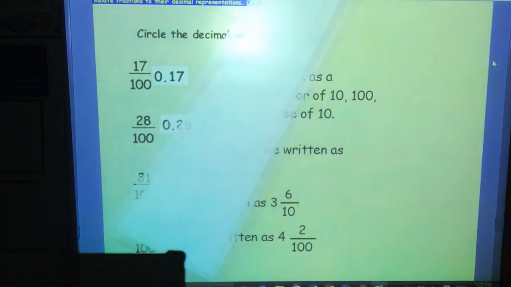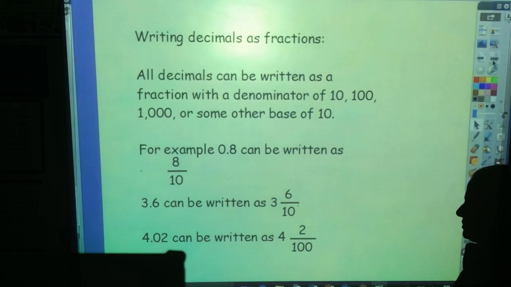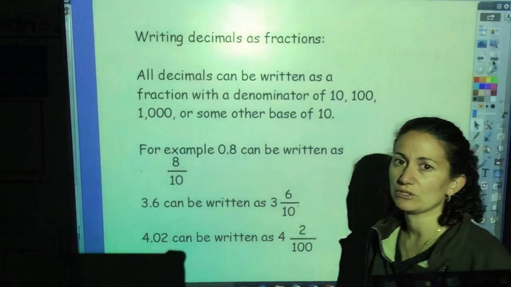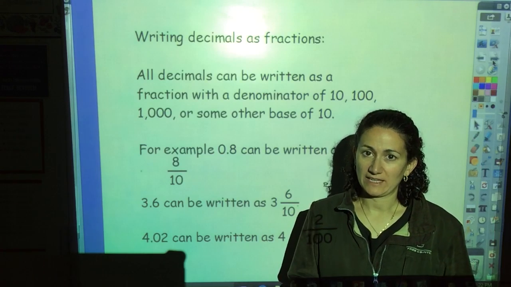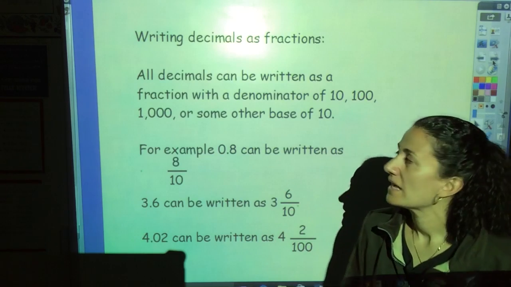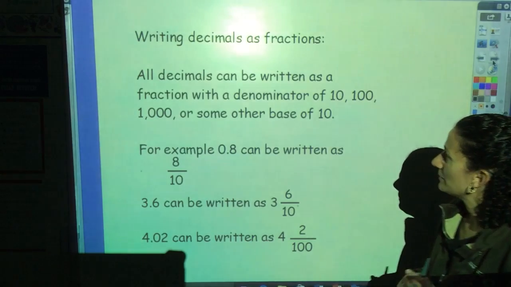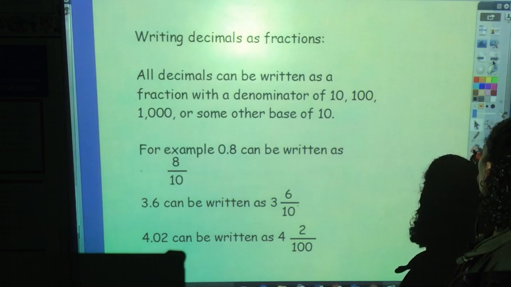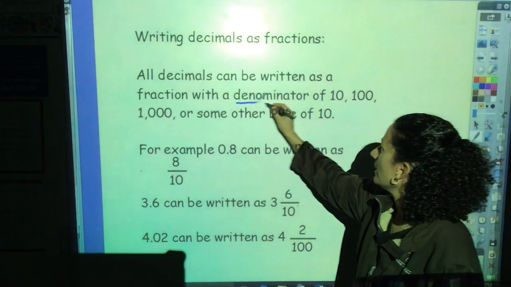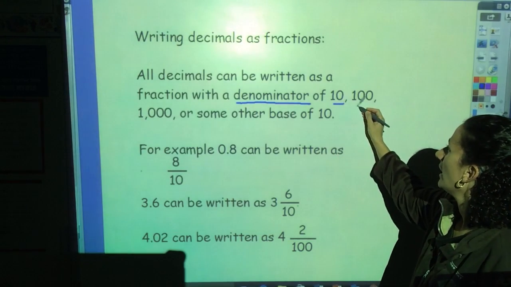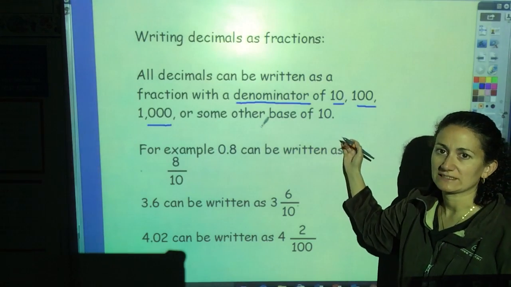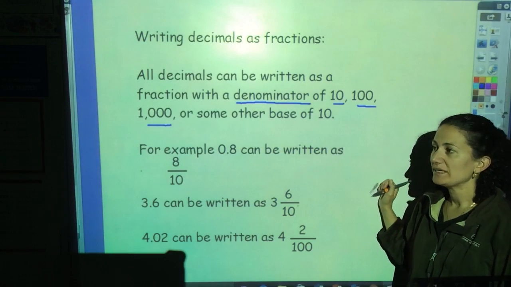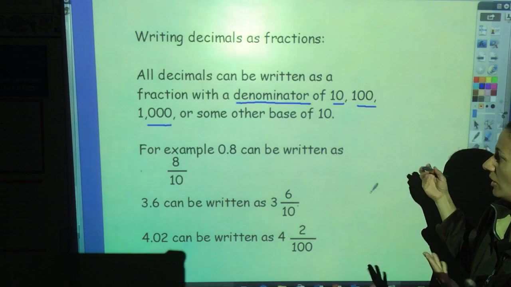All right, so let's look at what are the rules? How do we write decimals as fractions? And one thing I do want you to be able to do is write a decimal as a fraction and then simplify it. So write it in simplest form. All decimals can be written as a fraction with a denominator of 10, 100, 1,000, or some other multiple of 10. Because all decimal numbers are base 10.